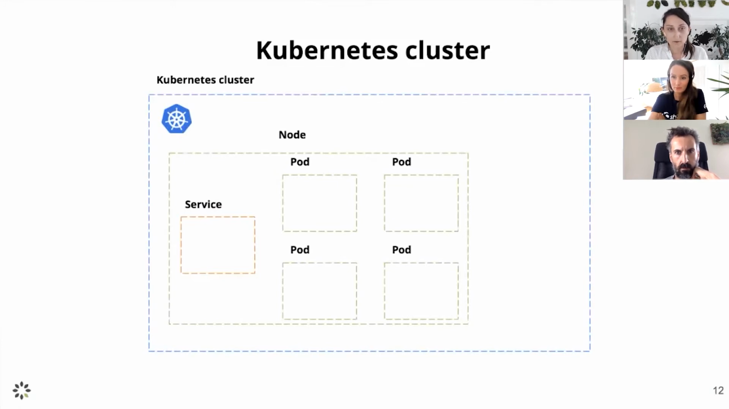The nodes are physical or virtual machines. And last but not least, we have a service, and a service is an abstraction where you define how to connect to a pod or to a group of pods from within a cluster or from outside a cluster.